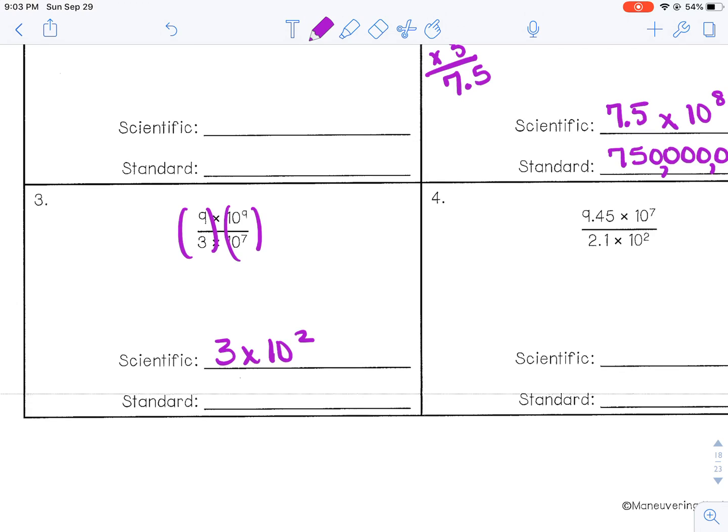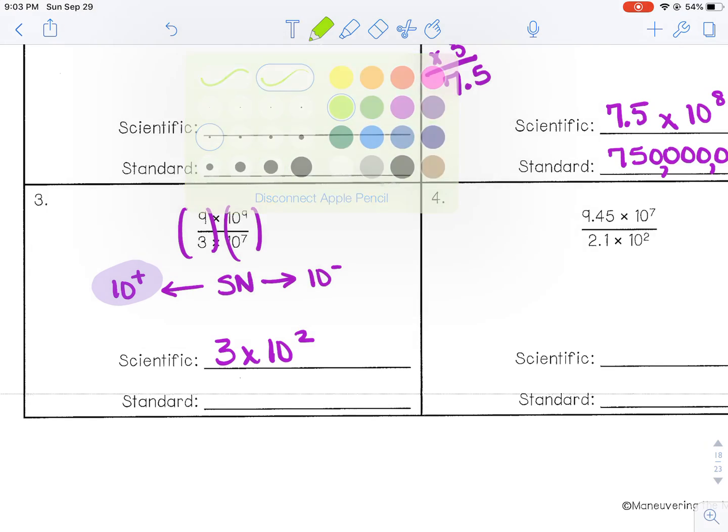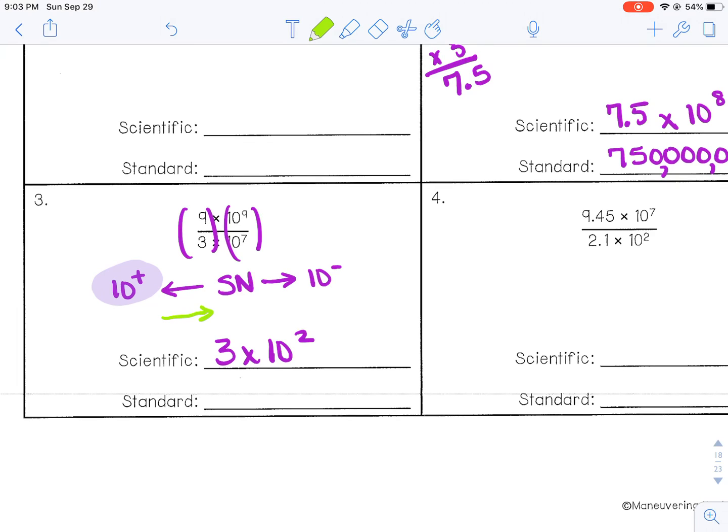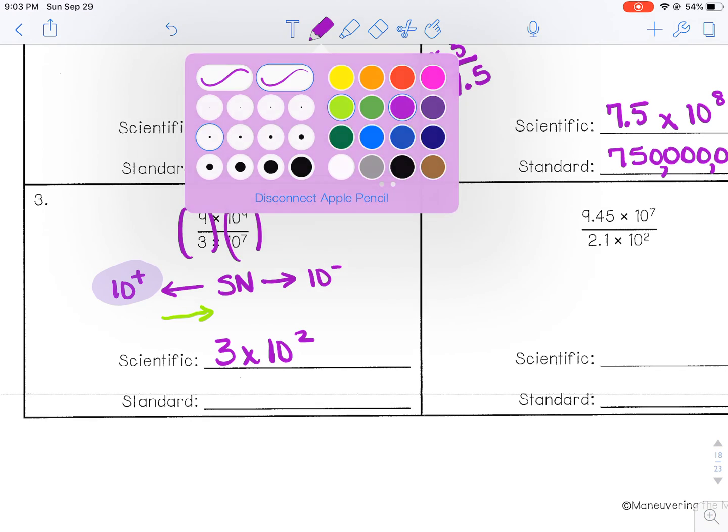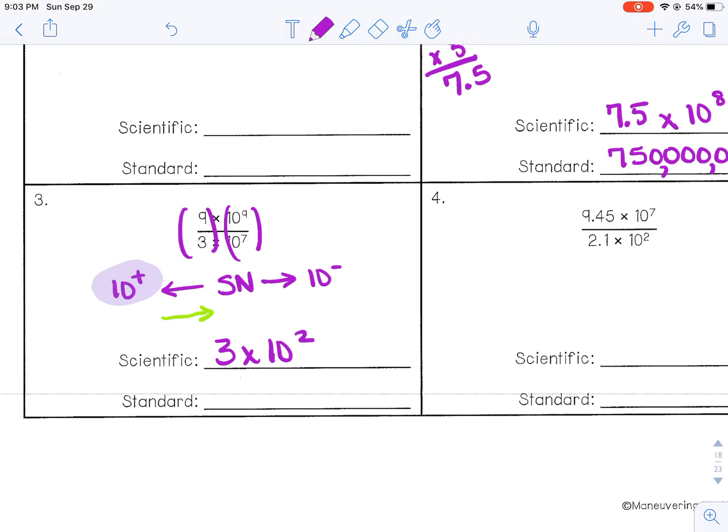Okay. And in standard notation, just let me go ahead and put this little thing out here. To put it in scientific notation, if we moved the decimal to the left, we would have 10 to a positive power. So what we have to do now is we kind of have to do the reverse of that. We're going to try to get it back into standard form. So we're going to move the decimal to the right that many times. So if I move the decimal to the right 2 times, it'll be 300 as my answer. Okay.